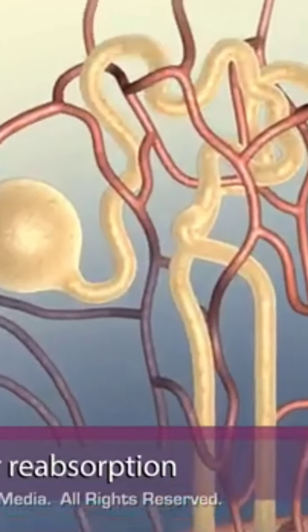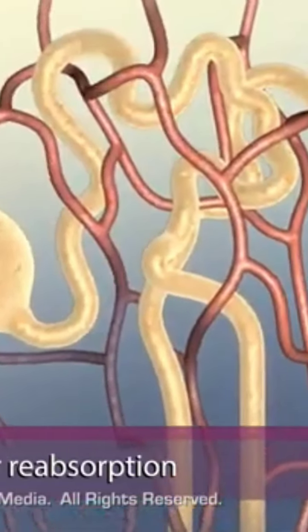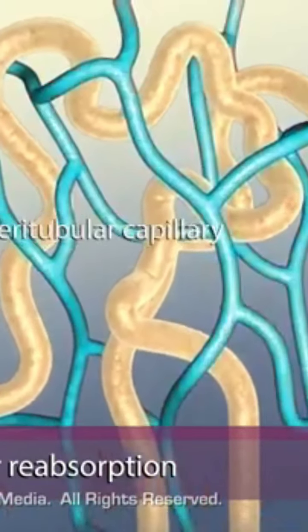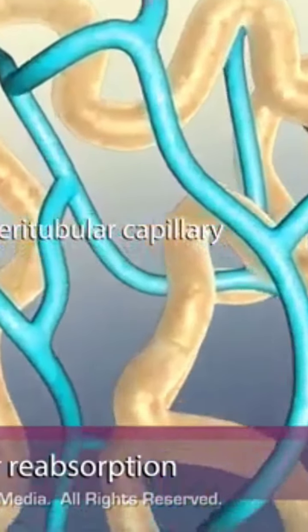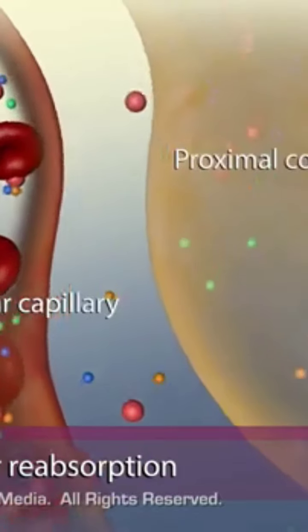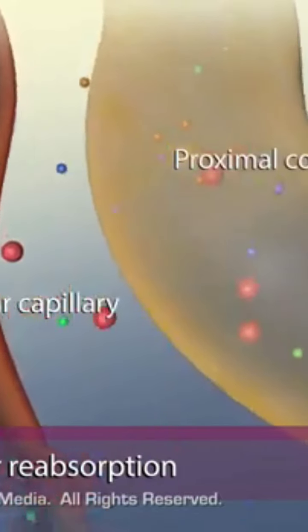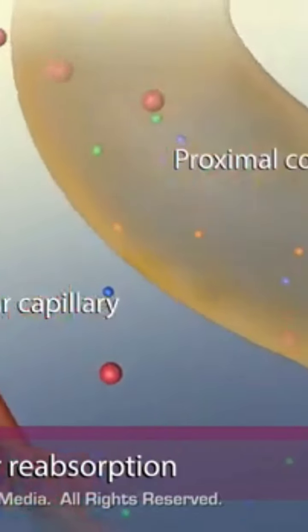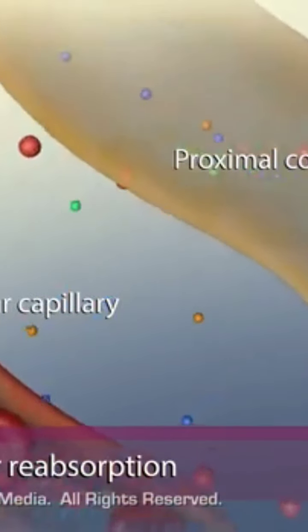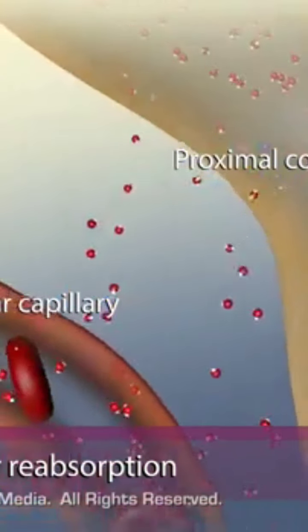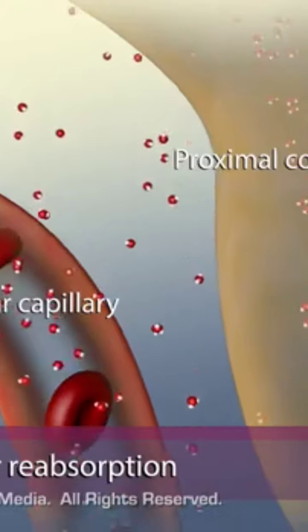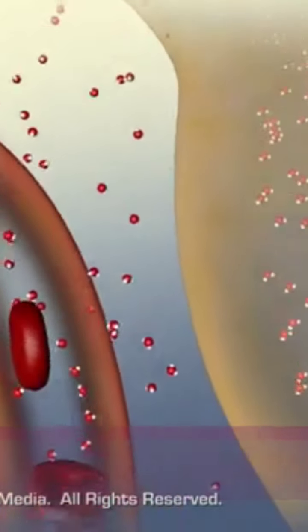As the fluid passes through the renal tubule, it reabsorbs useful substances into the peritubular capillaries. Specifically, glucose, amino acids, and some sodium and calcium ions are reabsorbed by active transport. The peritubular capillary reabsorbs water through osmosis.